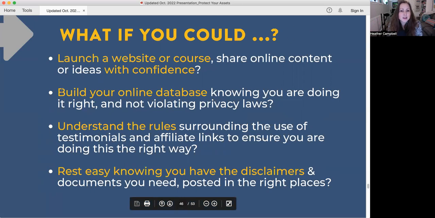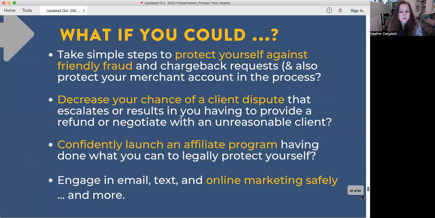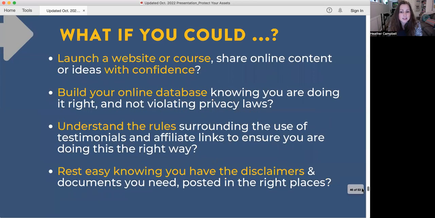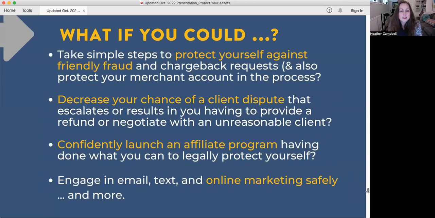But what if you could launch a website or course, share online content or ideas with confidence, build your online database, knowing you are doing it right and not violating privacy laws? What if you could understand the rules surrounding the use of testimonials and affiliate links to ensure you're doing this the right way? What if you could rest easy knowing you have the disclaimers and documents you need posted in the right places? What if you could take simple steps to protect yourself against friendly fraud and chargeback requests, and also protect your merchant account in the process?